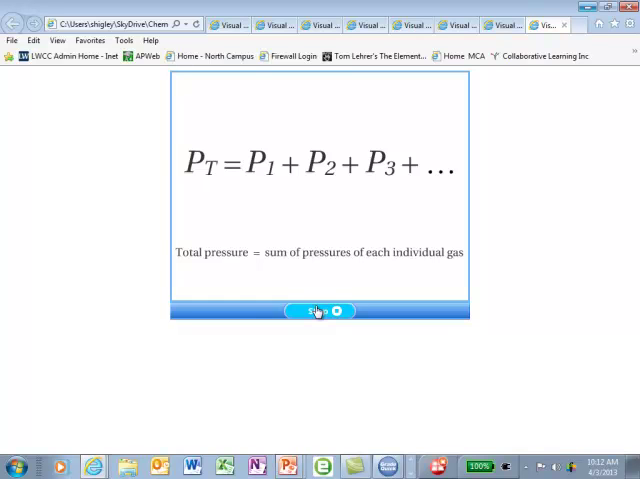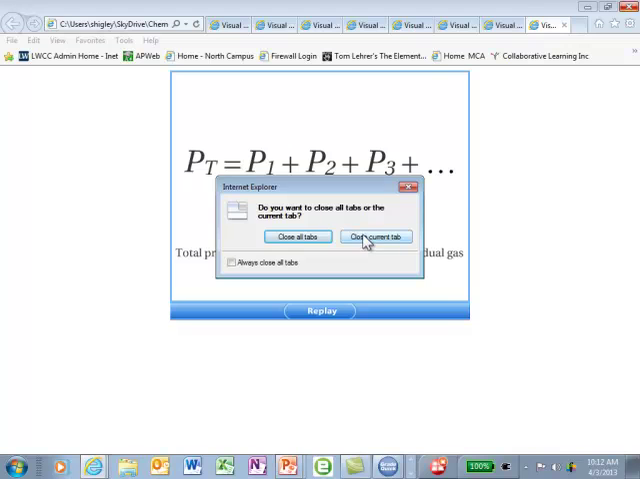In a mixture of gases, the total pressure of the mixture is equal to the sum of the pressures of each individual gas alone. Okay, I don't think we need to spend any more time on that.